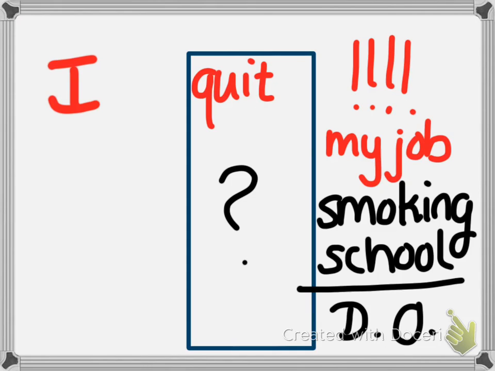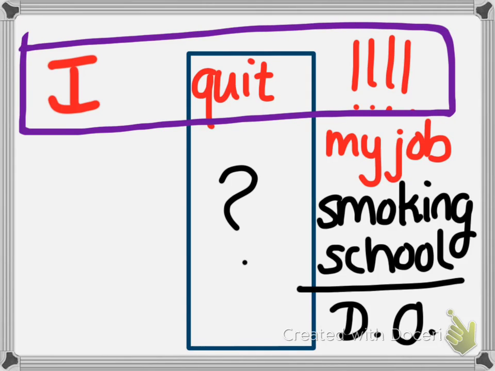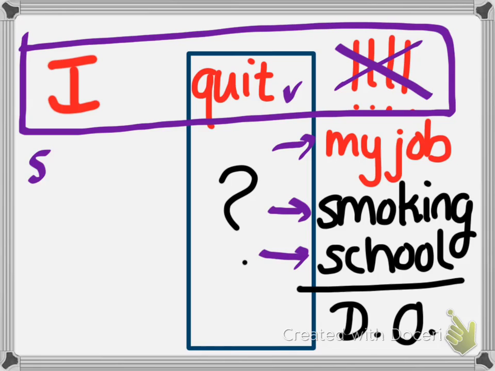In the case of quit, it can be used intransitively. That means you don't need a direct object because the idea with the subject and the verb is enough. You're not left going, what? if you don't have a direct object. That doesn't mean that quit is only used intransitively. You can say that you quit your job, you quit smoking, or you quit school, so it is possible to use quit transitively as well.